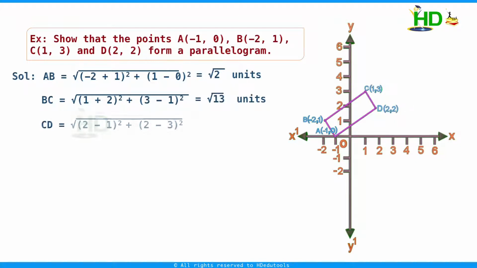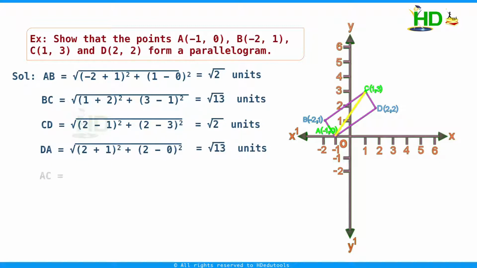Then CD, root of 2 minus 1 whole square plus 2 minus 3 whole square. This is root 2 units. And DA, the distance between the points 2 2 and -1 0. That is root of 2 plus 1 whole square plus 2 minus 0 whole square. This is equal to root 13 units. AB, BC, CD, DA are sides and AC is the diagonal, BD is also a diagonal.